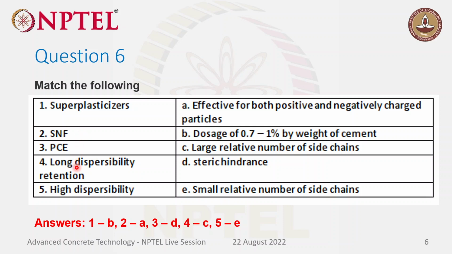So coming to the fourth and fifth, when will long dispersibility retention occur, and when will high dispersibility occur? The remaining options are C and E. With a relatively large number of side chains, there will be long dispersibility retention. And with a relatively small number of side chains, there will be high dispersibility. Because if the number of side chains is more, then it will be difficult for it to disperse. So this is the answer.